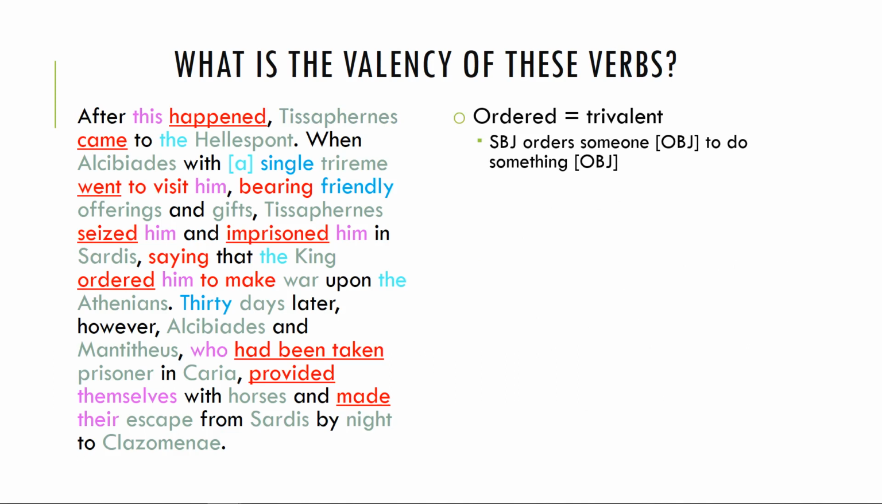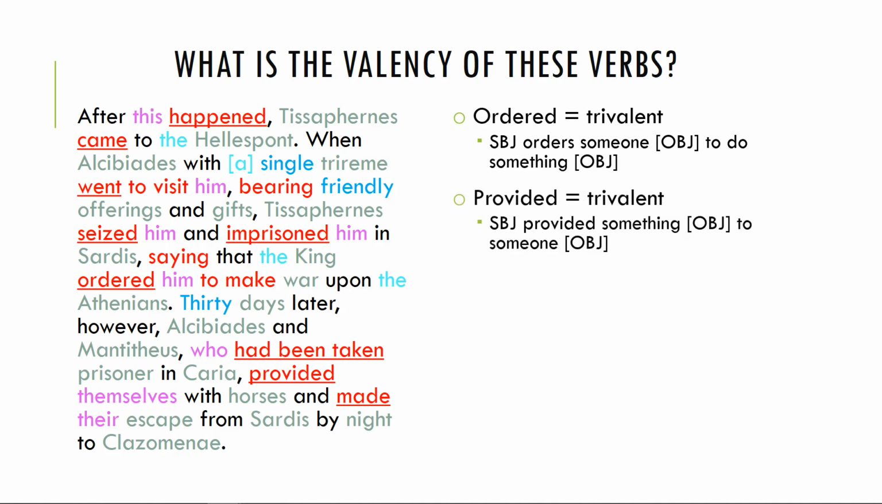Ordered, you order someone to do something. So it's got three necessary arguments. One of the arguments is the infinitive, right? So that infinitive in Greek would be labeled as the object of the verb because it's what is being ordered. It's a necessary argument of the verb. Provided, also, someone provides something to someone. Made, you make something. That's simple, two elements.